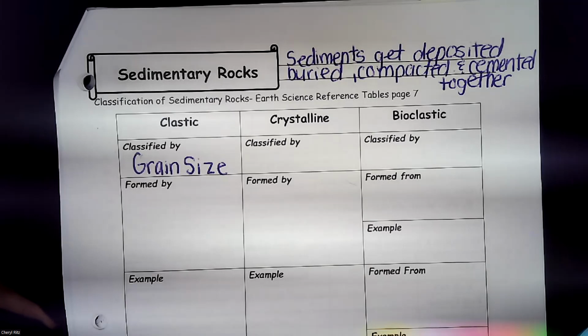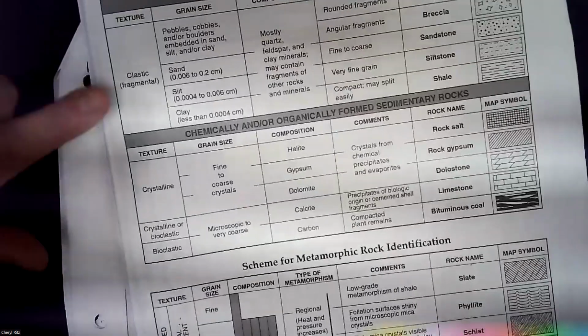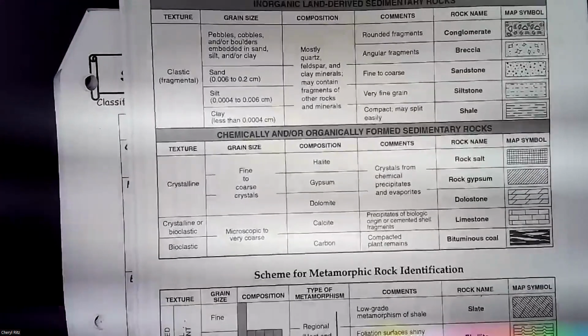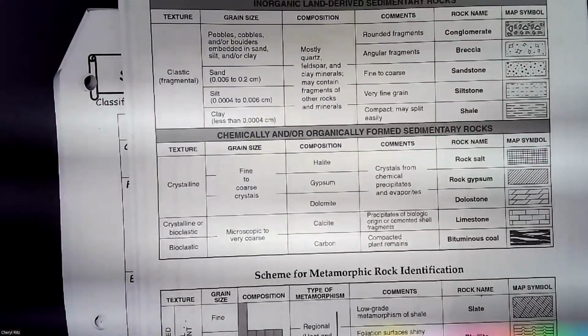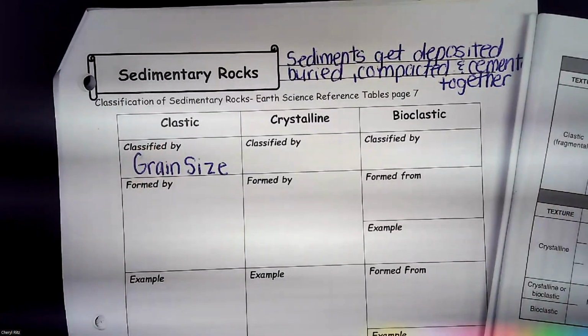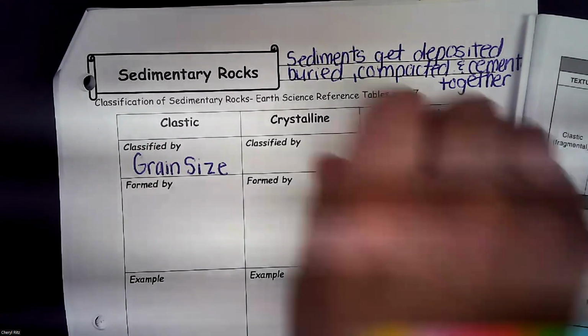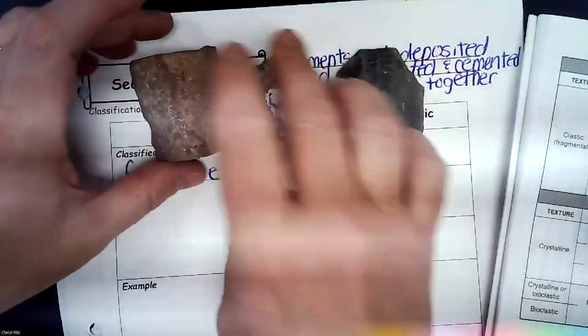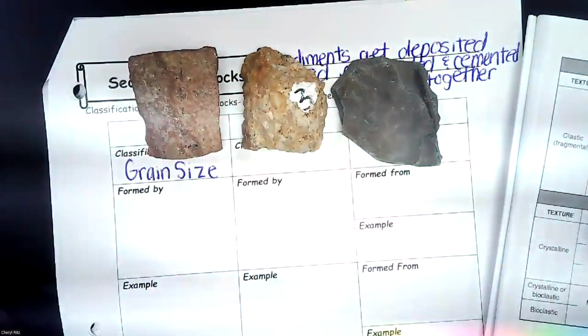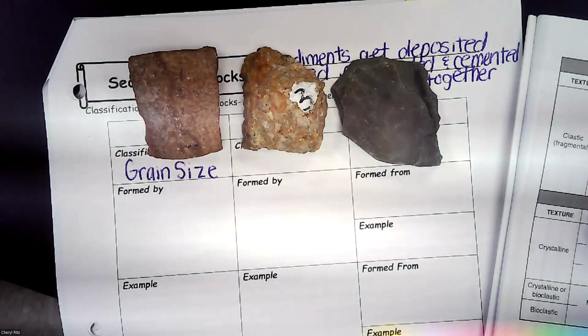What makes each type of sedimentary rock different, so there's 3 types: clastic, crystalline, and bioclastic, is mainly what the sediments are that are getting deposited, buried, and compacted together. So we'll start by clastic. We already said that clastic rocks, and by the way, here's 3 examples of clastic rocks, which you're going to see these same ones in lab. I guess there's a 3 on both sides of that. So these are 3 clastic sedimentary rocks.